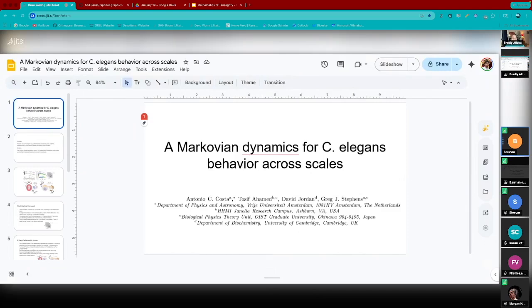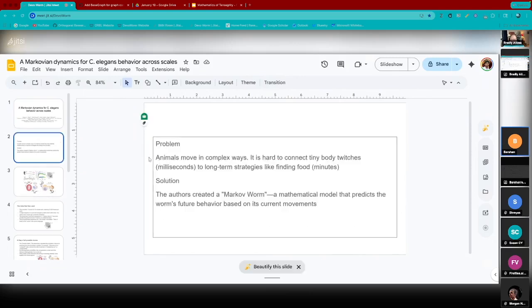Markovian dynamics for C. elegans and its behavior across scales. So these are some of the people who worked on this, and I'll just go straight to the paper. The problem they addressed was that living beings move in complex ways, and it's hard to connect the tiny body movements, which take milliseconds, into the long-term movements like finding food, which takes minutes. So they've created a model called the Markov worm, which predicts the worm's future based on the current movements or the sequence of movements it has been through.